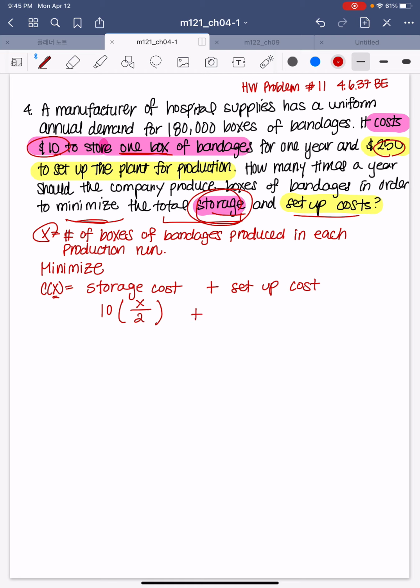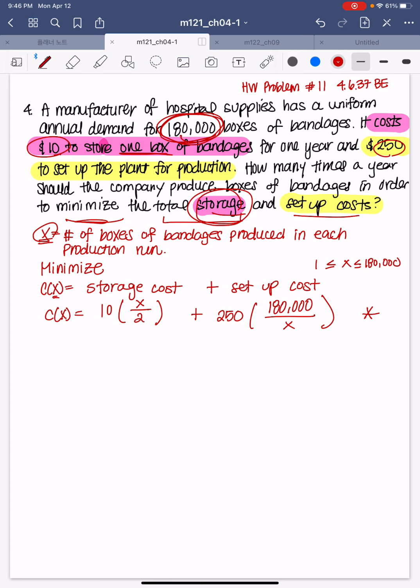How many boxes that we produce in each production run, we'll take the average of it each day. Adding setup cost is $250. Same thing, but how many do we have? Well, the number of production runs is we are creating this demand. So we have total of 180,000 divided by X, the number of boxes of bandages produced in each production run. So that will be our C of X function, where X is between 1 to 180,000. So that will be our function right over here.